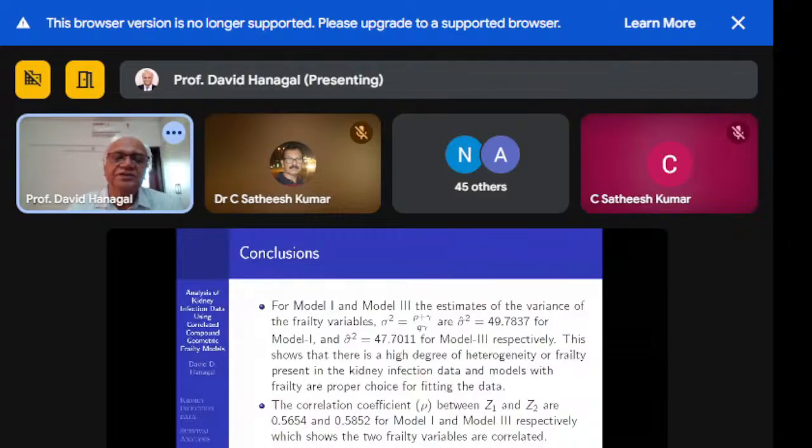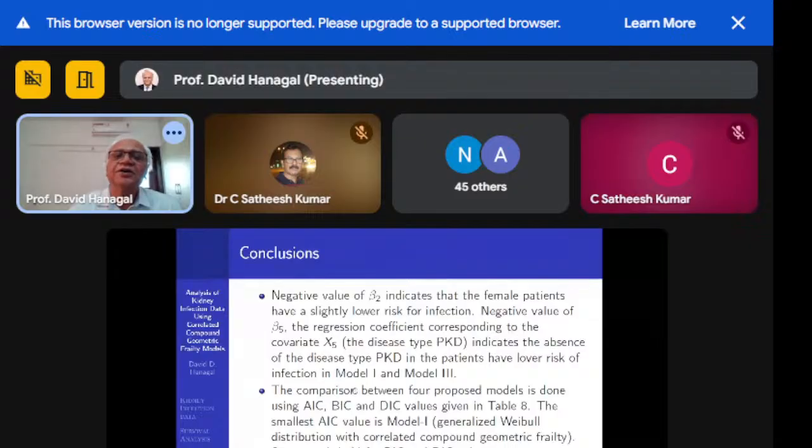Beta 2 doesn't contain 0, therefore it is significant. That means females have lower risk of infection as compared to their male counterparts. That is the interpretation. Okay. Same thing with beta 5. It indicates that absence of disease type PKD in the patients means lower risk of infection in model 1 and this one. That is the thing.